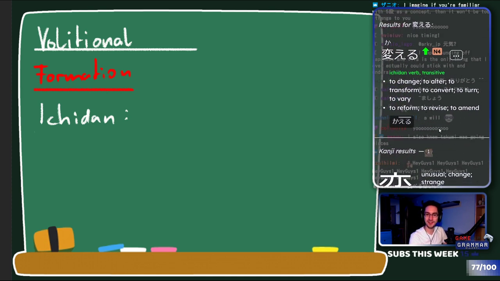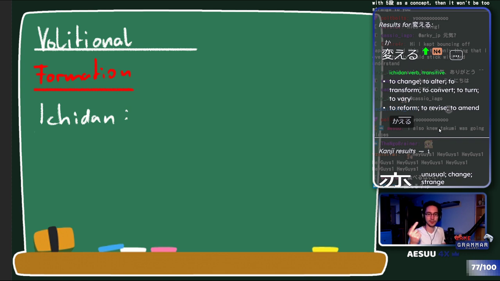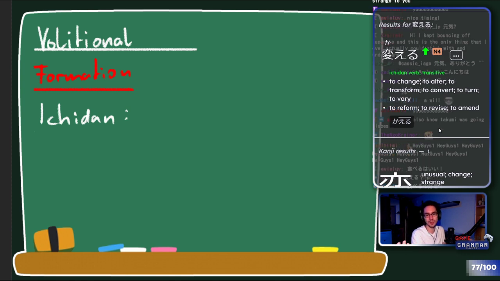So there you go. I know, I like taberu too, but sometimes you gotta mix it up. Here is an interesting one, because you may know kaeru, which is to go home, which is a godan verb, but this one here, kaeru, is actually an ichidan verb. Oh, oshieru is also nice, I guess.